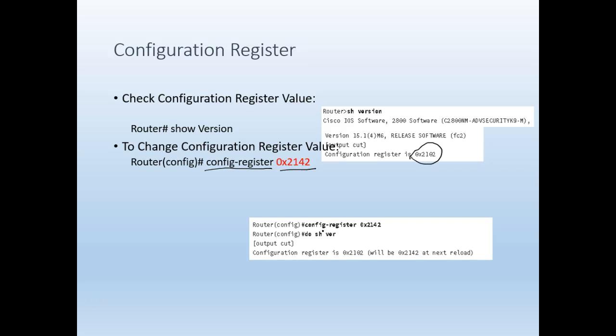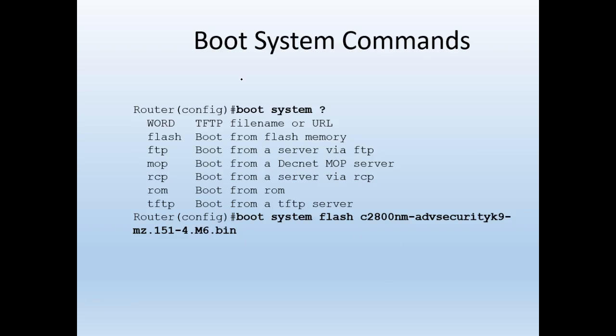What this one says is we do the config-register 0x, and the 0x here means that it's a hexadecimal number. If we do the show version, or show ver command, the output cut here means that there's a whole bunch of other information that's there. It tells us what it currently is, but when it reboots, this is what it's going to be. So when it reboots, it's going to ignore the NVRAM, it's going to ignore the startup config file.